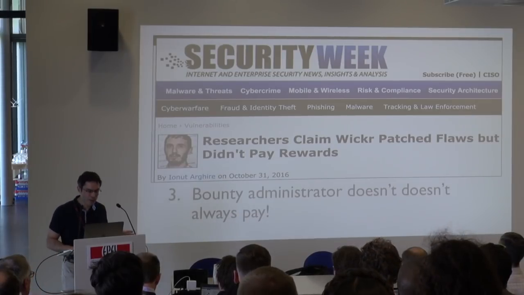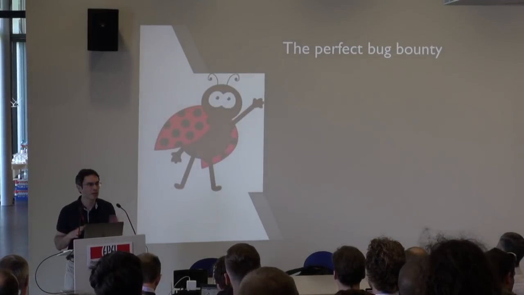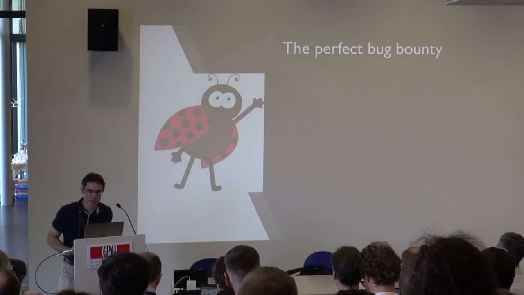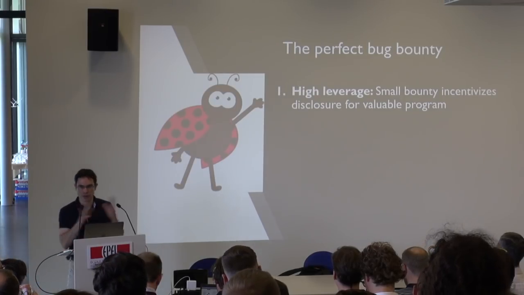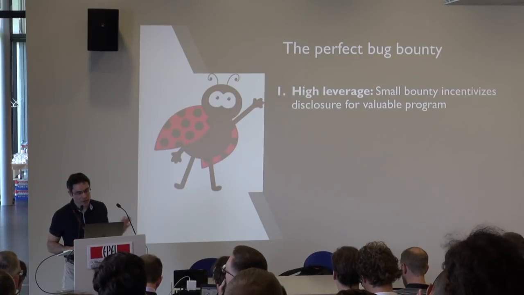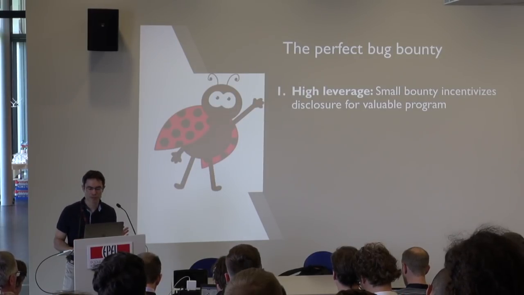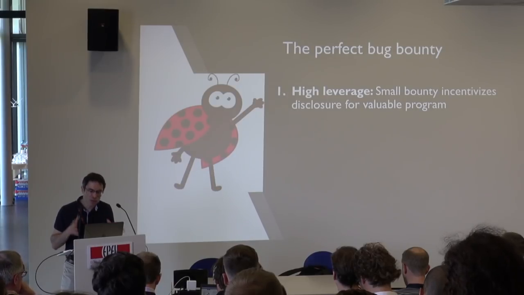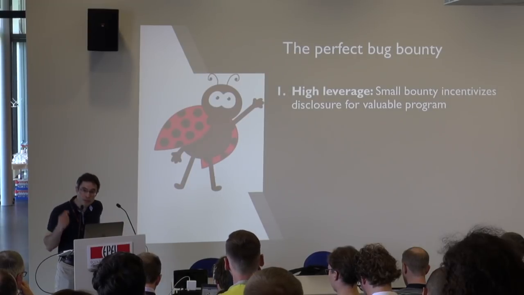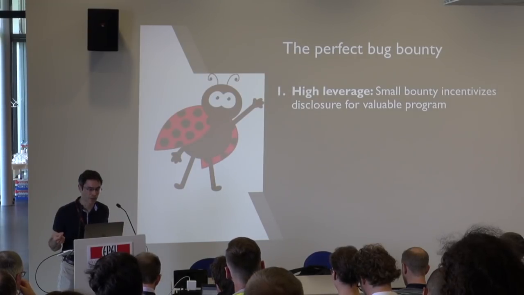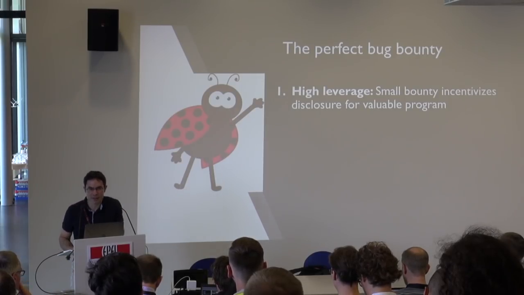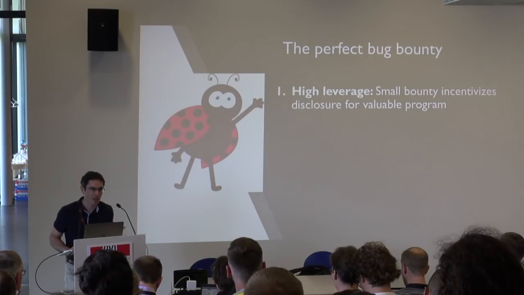So if we pause for a moment and imagine what the perfect bug bounty program would look like, it would have three principal components, reflecting the flaws I've mentioned in existing programs. The first is that it would be high leverage. By this, I mean that a small bounty, $200,000, tens of thousands of dollars, would be sufficient to incentivize hackers to disclose. You don't need to pay 1.5 million or millions of dollars, even if the exploit in question has high monetary value.